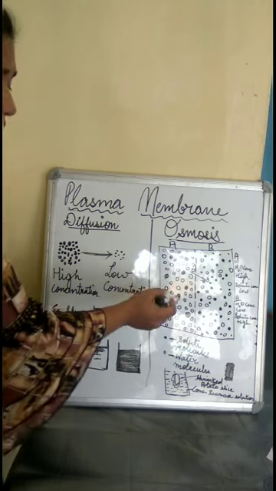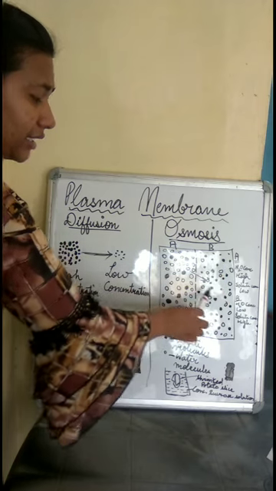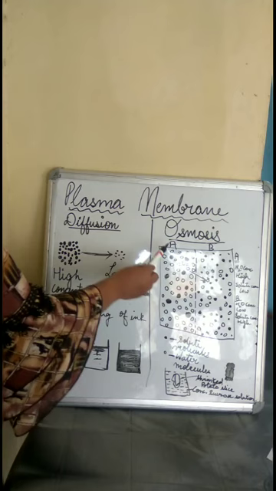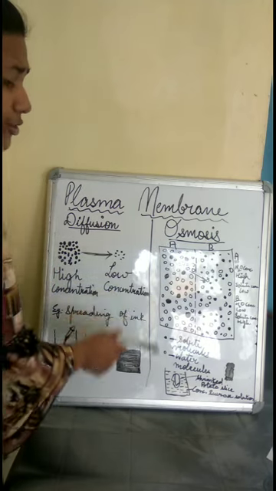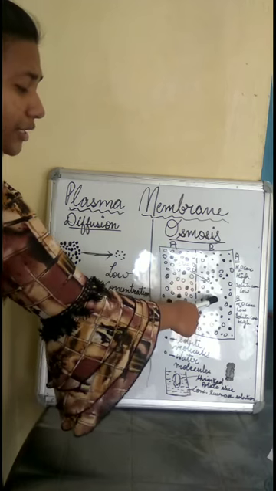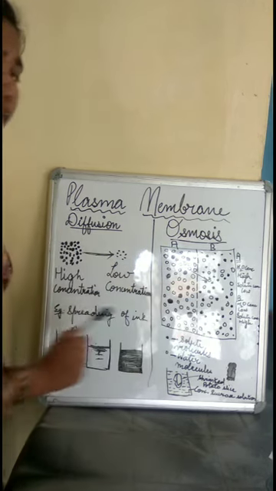Or you can also say that here the concentration of solute particles is more and here the solute particles are less. So it moves from a region of low solute particle concentration to a region of high solute particle concentration.